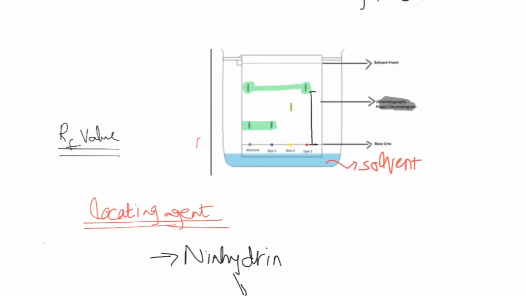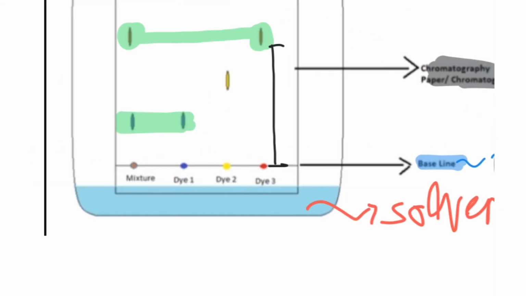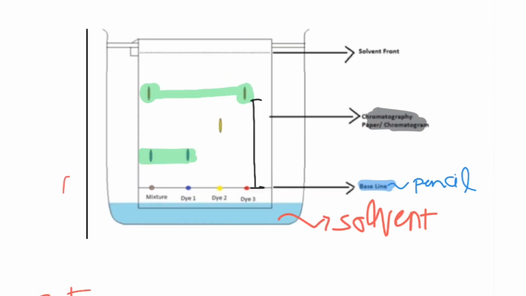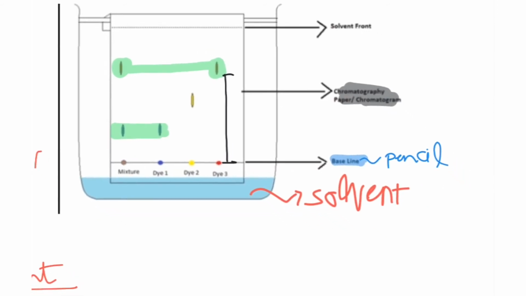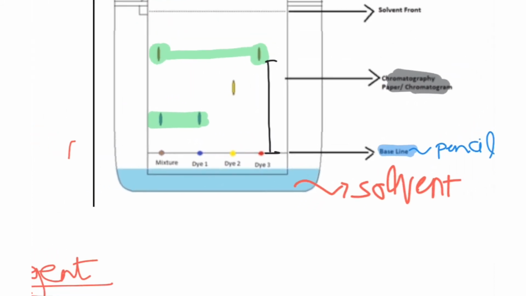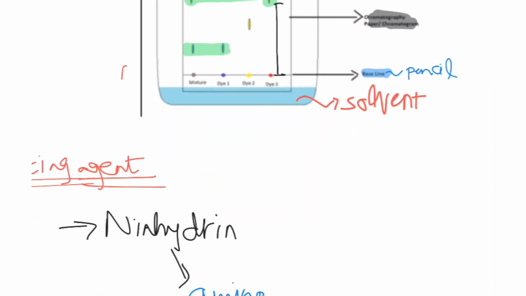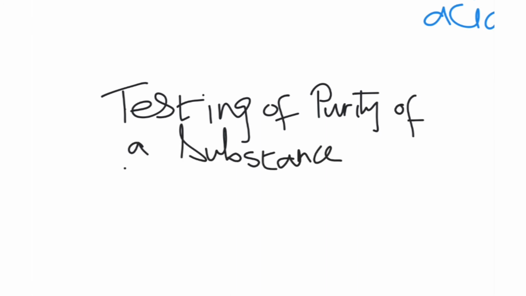One other important thing is that you must draw this baseline with pencil and not with colored ink, because if you draw it with an ink pen, the ink can spread over the chromatogram, so we don't want that. So we draw this baseline with pencil, and the position of this baseline is just above the solvent level. Now this is for the chromatography, and now let's move on to the next topic, which is the testing of purity of a substance.